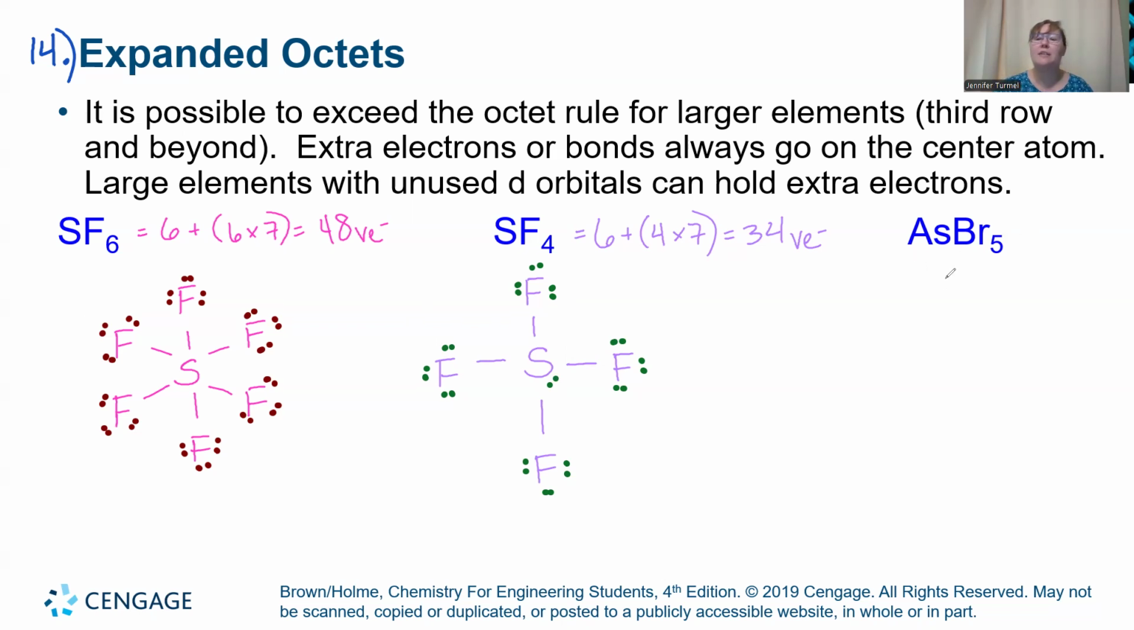So let's come here to our arsenic pentabromide. Okay, and for this one, arsenic comes with 5 valence electrons, and now we have 5 times 7 for our bromine. That's 35, and 5 is 40 valence electrons. And this one's going to look a little bit easier again because we have 5 bromines on our arsenic. So we'll go ahead and place them 1, 2, 3, 4, and 5. And here's our fluorine. Oop, these are bromines, not fluorines. Let me change that.